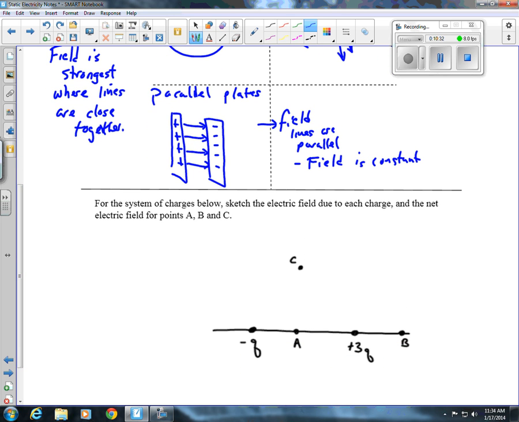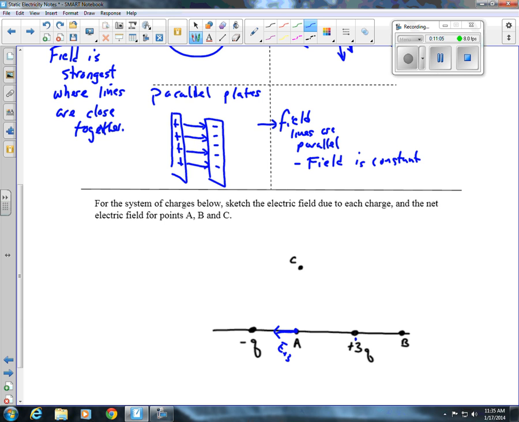Now, for the system of charges below, sketch the electric field due to each charge and the net electric field for points A, B, and C. So let's take a look at point A. Remember, we imagine a positive charge there. So I put my pen at A and I imagine that that pen is a positive charge. Which way is it going to go because of this positive charge over here? Well, it's going to try to get away from it, so it's going to go this way. And I could label that E due to the +3 charge. So the electric field because of that one is going to be that way.